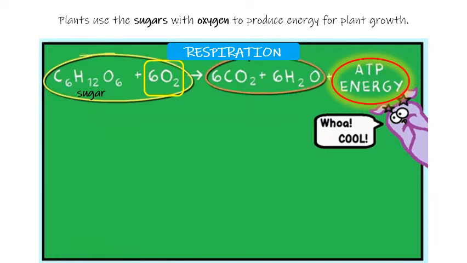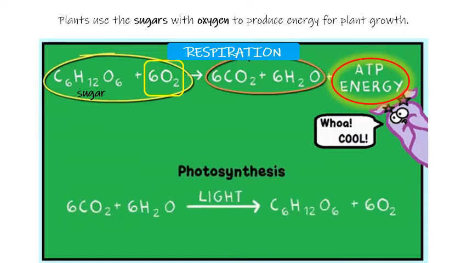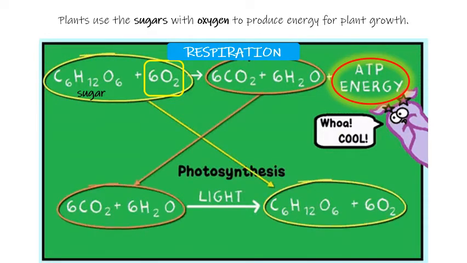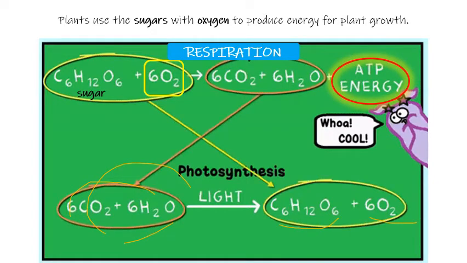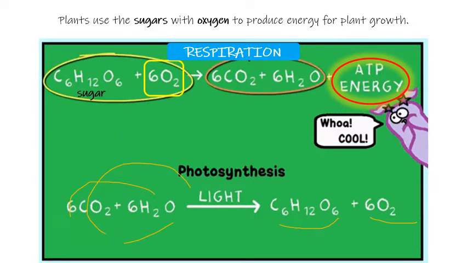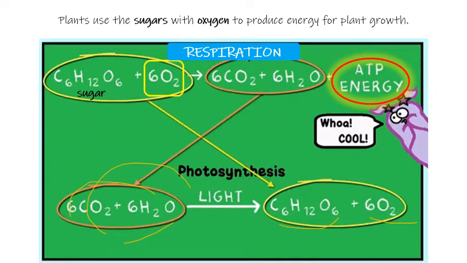Didn't you notice something? Carbon dioxide and water, what do they give when they are mixed in the plant's leaves? When plants put carbon dioxide and water together, they will make sugar plus oxygen. So, respiration is the opposite of photosynthesis. These are two opposite processes. Should I repeat?